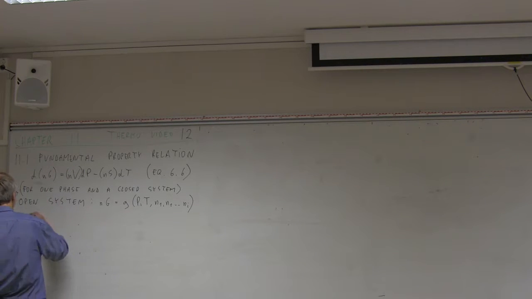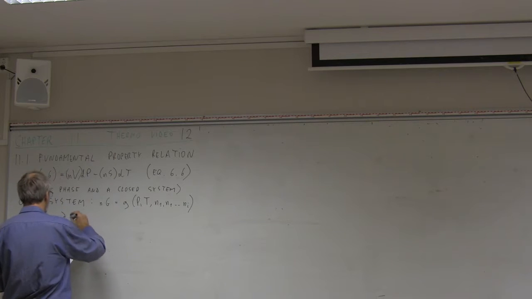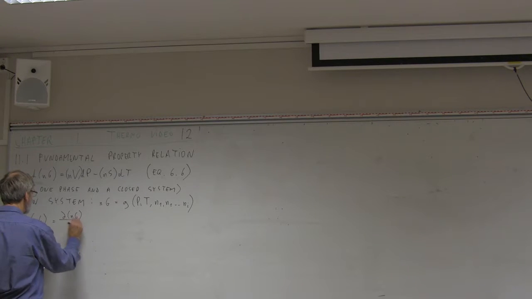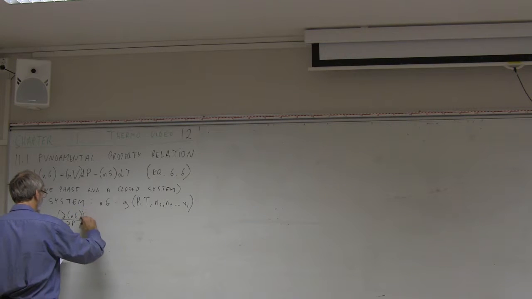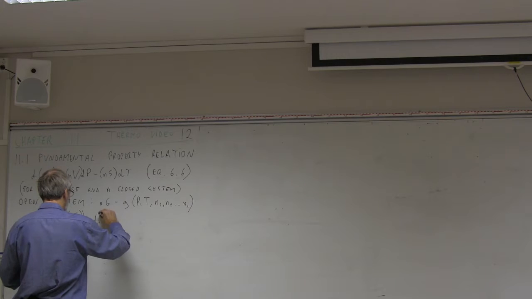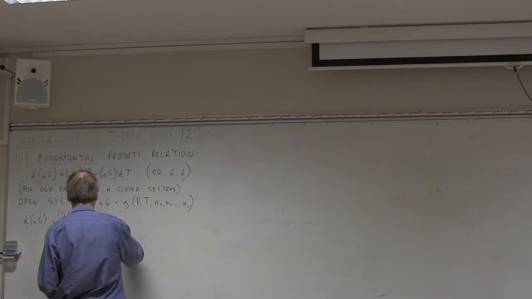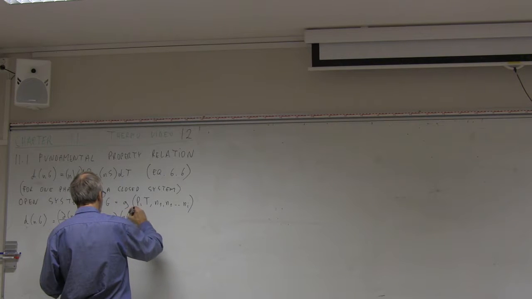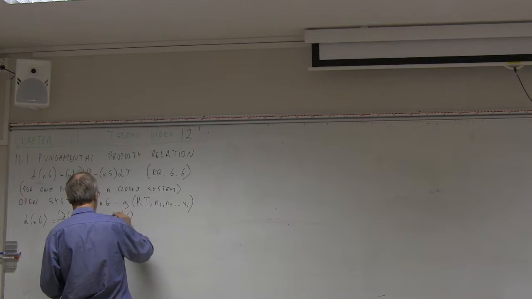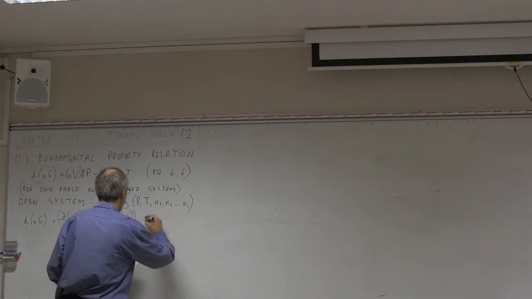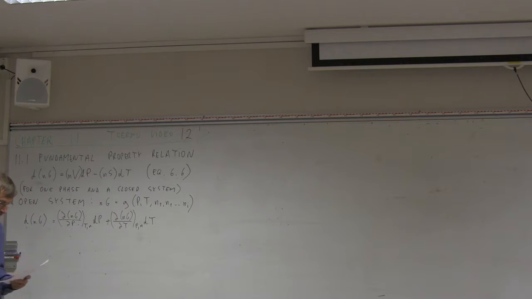And then the change in total Gibbs free energy is the change in all the factors. First, we keep temperature and the amounts constant, and we change the pressure. Then we differentiate with temperature, keeping pressure and all amounts constant, and then we multiply with dT.